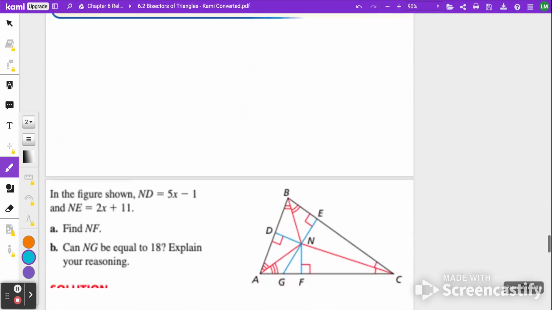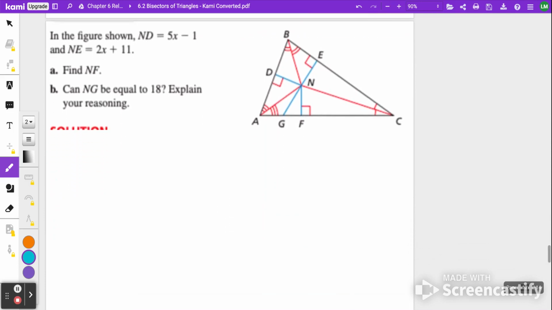So that's just 3 different sets we have from the bisectors, they're equal. Okay, so what we're going to do, it says in the figure shown, ND is equal to 5x minus 1, and NE is equal to 2x plus 11. Find NF, and then can NG be equal to 18? Explain your reasoning. What we're going to do first is look at ND and NE. ND is here, and NE is here, and that is showing that they are equal. So we can go ahead and find what x is equal to by setting these two expressions equal to one another and solving for x.